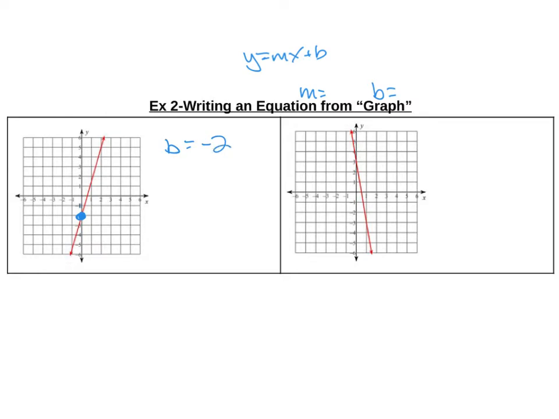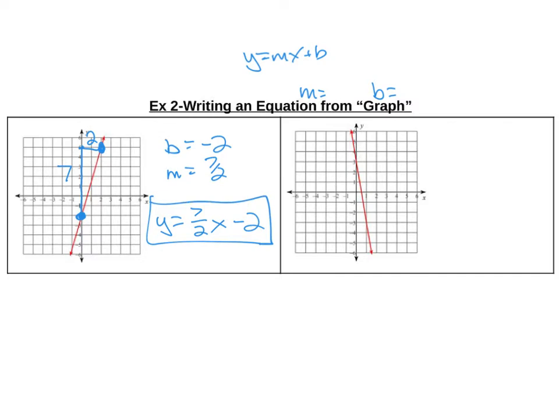And then we also want to be able to find our slope. So make sure we scan up until we find a point that directly crosses. Make sure we count up. So there's 1, 2, 3, 4, 5, 6, 7. Up 7 over 2. So our slope is 7/2. Plug those two into our equation. And our equation here is y equals 7/2 x minus 2.